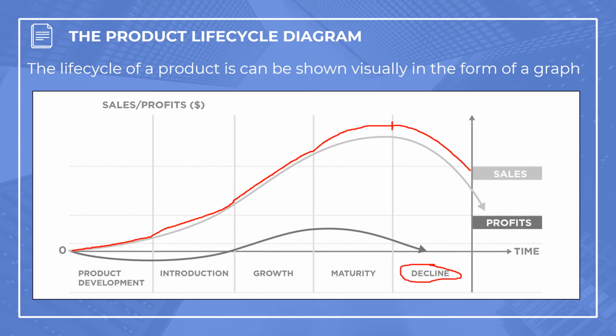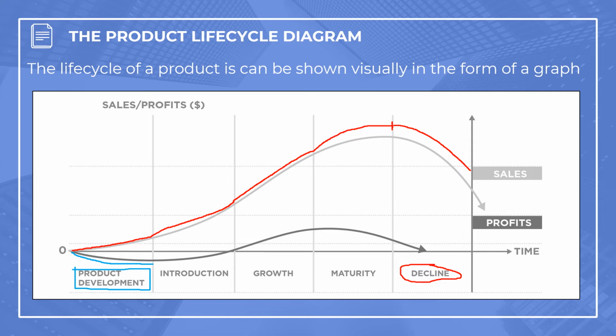When we look at profits, you might notice that the arrow takes a slightly different style. So as we see here, the profits are below 0, which means we're making a bit of a loss. That's because we've got a lot of outgoing costs for the product development.